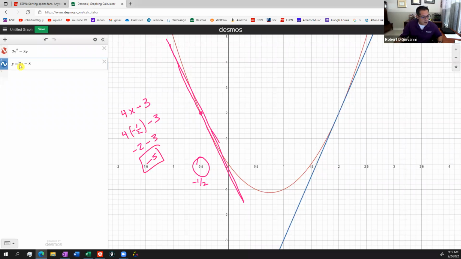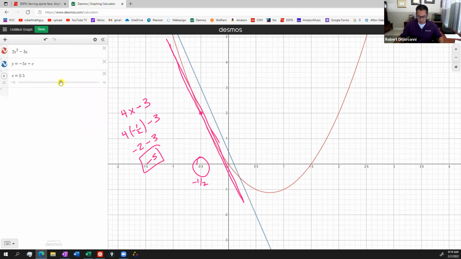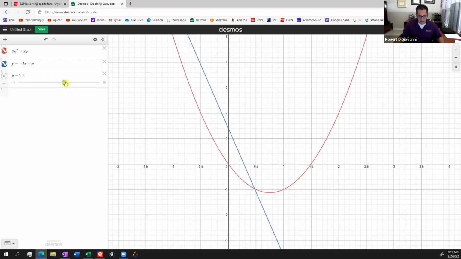So I'm actually going to come over here and graph it. There's a line with -5 as a slope. Let me clear this out of here. So it's this line right there. You can kind of see it right there. Okay. Now, what is that?